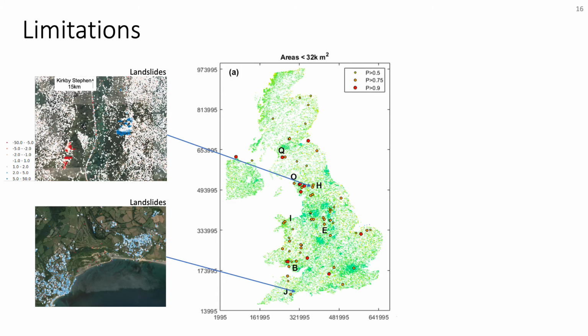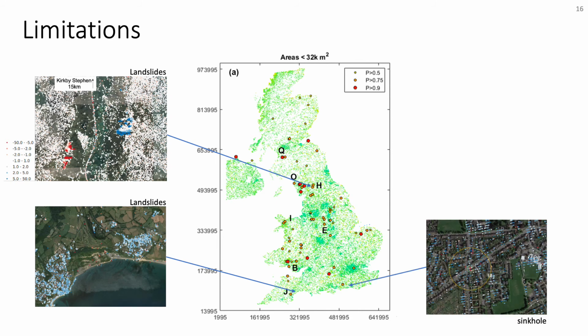There are some limitations here. Landslides with significant horizontal motion were detected in the south of Kirby Stephen, but the method didn't detect the landslide and the black vein in West Dorset. Not so surprisingly, the sinkhole cannot be detected at all here. This is because their spatial characteristics are too similar to noise.